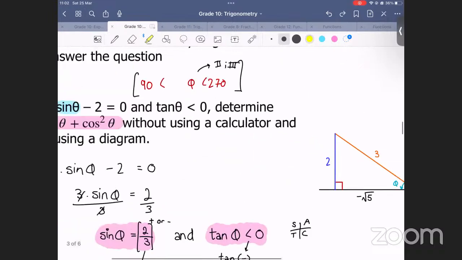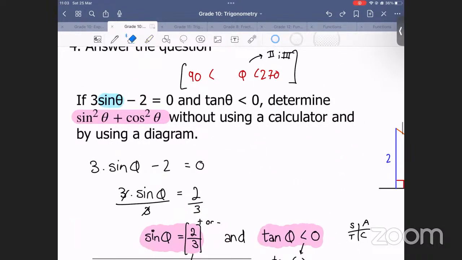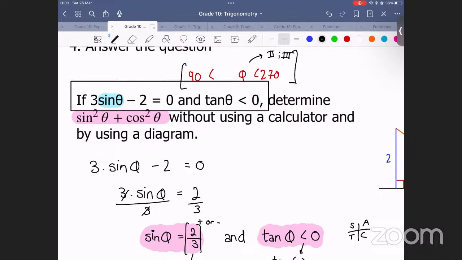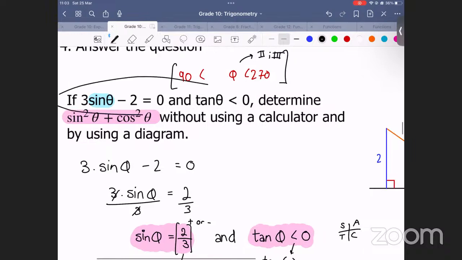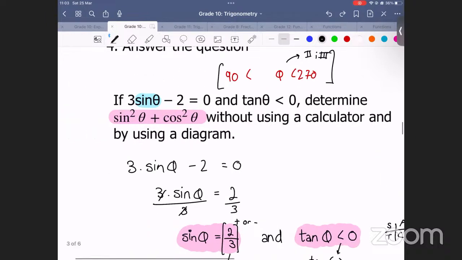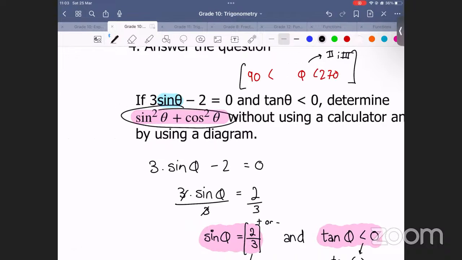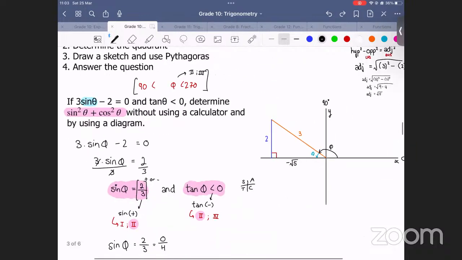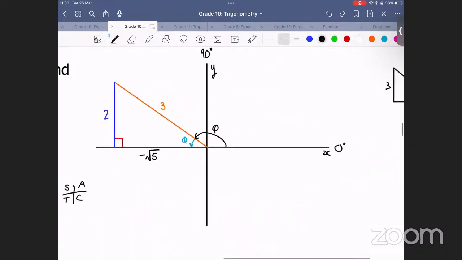They say that if 3 sine theta minus 2 is equal to 0 and tangent theta is less than 0, determine sine squared theta plus cos squared theta without using a calculator and by aid of a diagram. We used all this information to draw a triangle. The diagram is done. That's also a hint in this question: it tells you that you need to draw up a Cartesian plane.